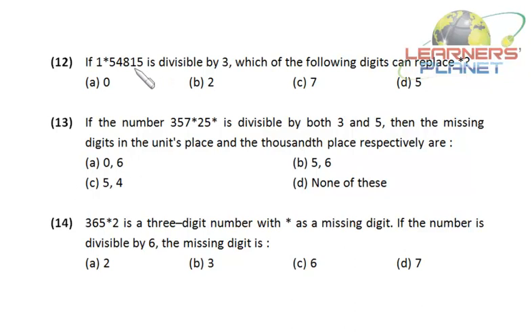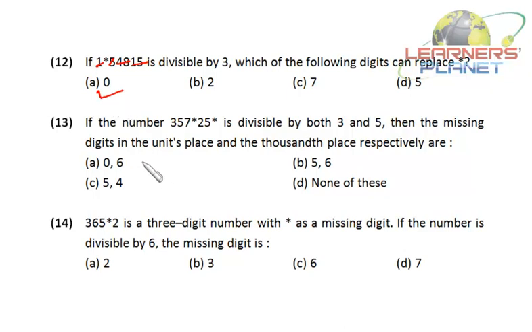5 plus 1 is 6, which is divisible by 3. Then 8 plus 4 is 12, which is divisible by 3. Then 5 plus 1 is 6, which is divisible by 3. So at the place of the star we need either a 0 or any multiple of 3. Since we do not have any multiple of 3 in the options, we can choose 0. So 0 will be the correct answer.